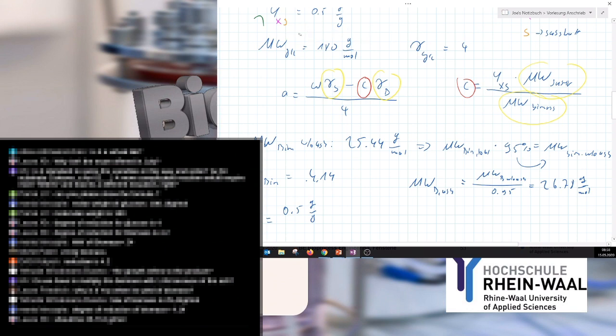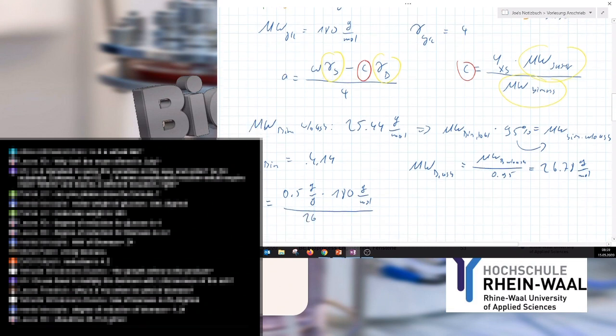Then we multiply it with the molecular weight of our substrate. We have already taken it from the other exercise, 180 grams per mole, divided by our molecular weight of the biomass with ash, which is 26.78 grams per mole. So if you put that in your formula, I end up with 3.36.